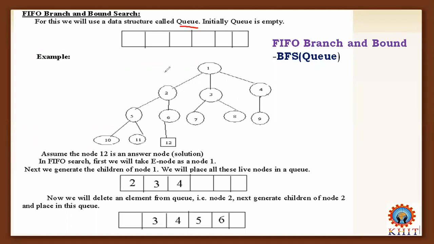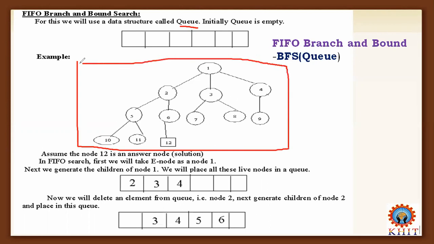Now consider a state space tree. This is a state space tree, SST. If you consider the state space tree, here we are assuming that node 12 is the answer node. Node 12 is the answer node.